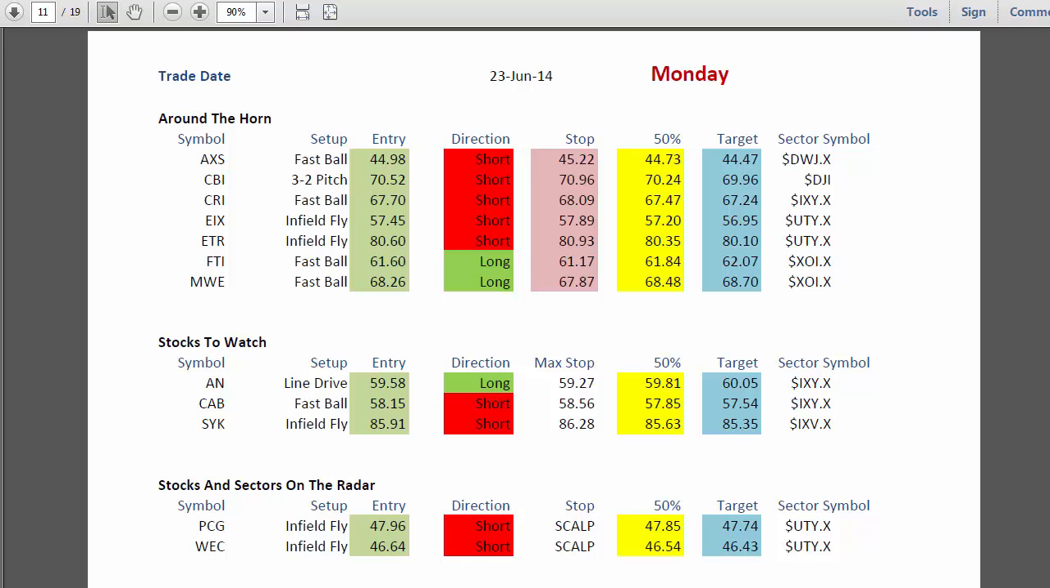So here we see the 7 stocks that were on for the day today. We had AXS, CBI, CRI, EIX, ETR, FTI, and MWE. And of course, when you have 7, you're going to have to load them up with as much automation as you possibly can. That involves putting in bracket orders or conditional orders.